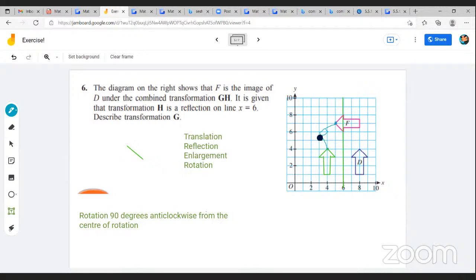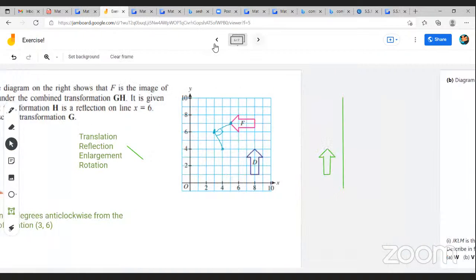So now, can you tell me the center of rotation? Is it 3, 6? Yes, that is correct. Thank you, Harry. So yes, your center of rotation is 3, 6. Okay, very good. So yeah, rotation 90 degrees anti-clockwise from the center of rotation 3, 6. Okay, any questions so far? No. All right, then we shall proceed to the next part.